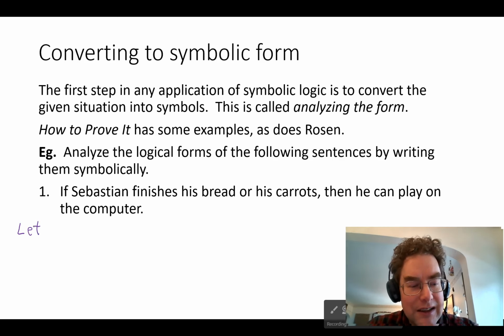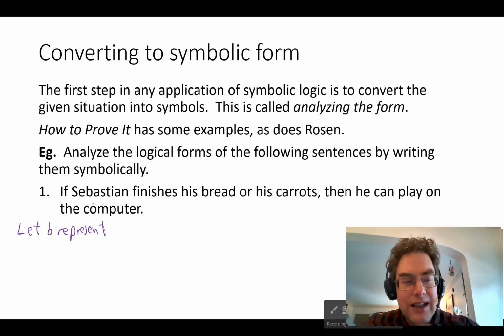And again, I'm somewhat of an advocate for choosing your variable to kind of represent what the natural language sentence said, even though, of course, we are sort of purifying ourselves from the context on some level. It may be good to remember where these variables came from. So I'm going to say let B represent Sebastian finishes his bread.